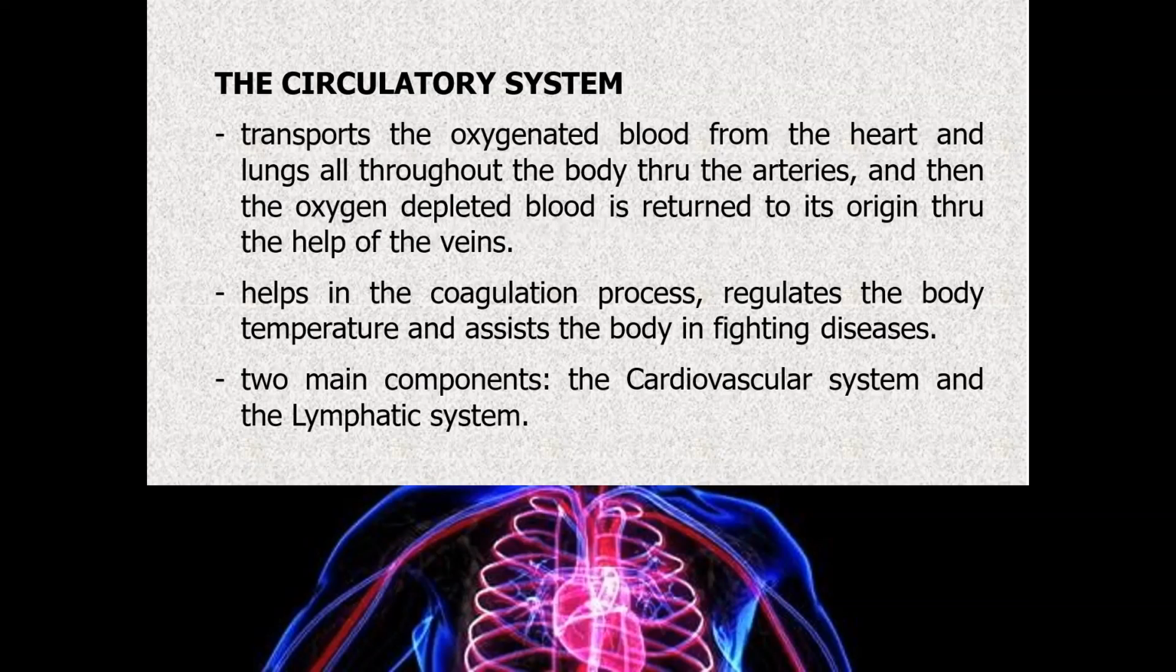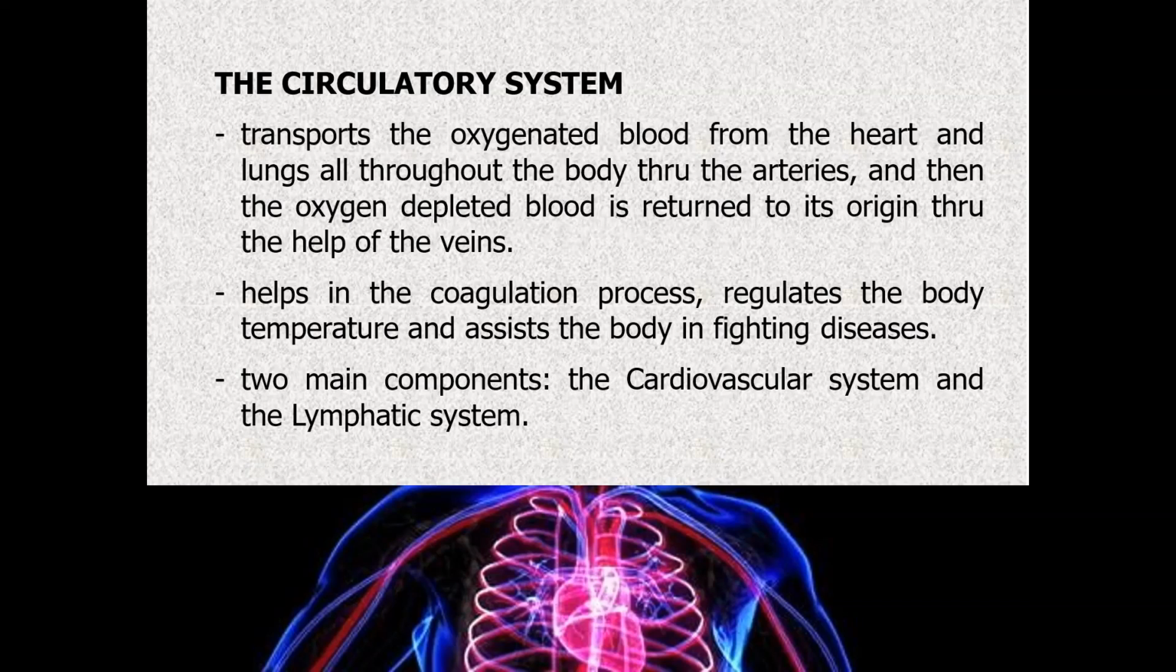So class, keep in mind that inside the arteries, oxygenated blood flows. Whereas in the veins, carbon dioxide-rich blood flows. Arteries, oxygenated blood. Veins naman, carbon dioxide-rich blood. So, another function of the circulatory system is to help in the coagulation process, regulate the body's temperature, and assist in the fighting of diseases, no?